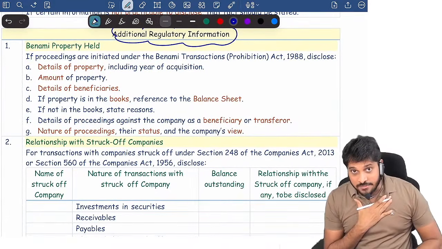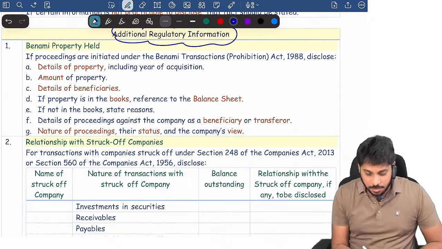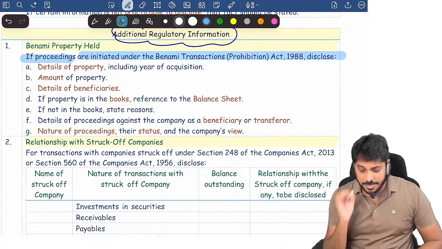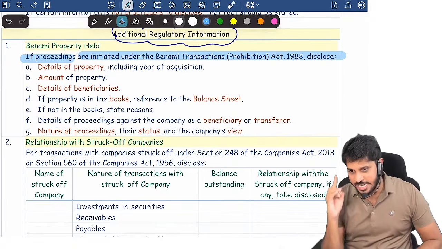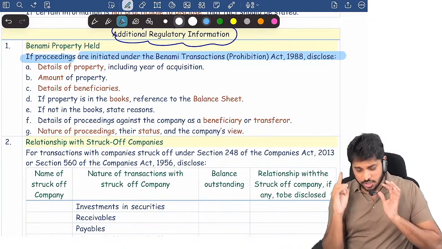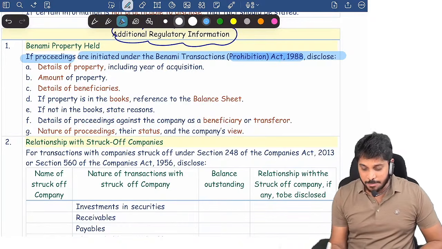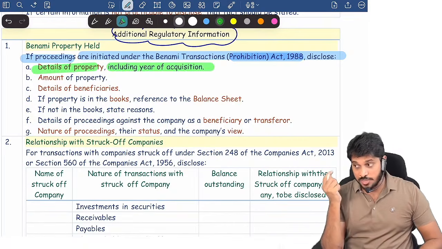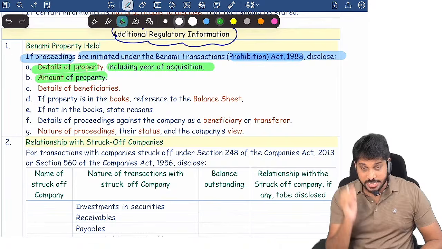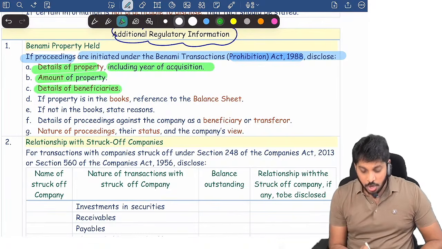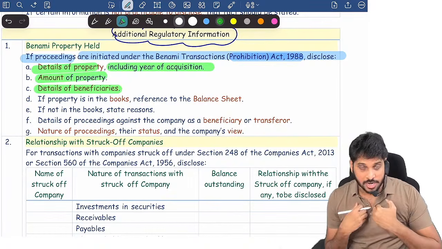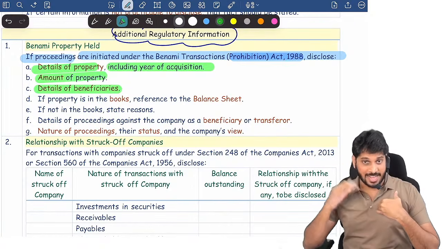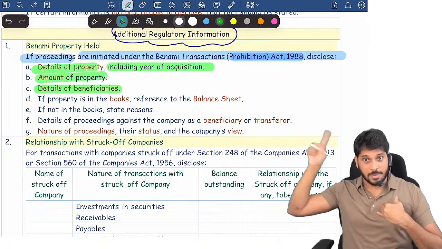Directors have to give. The company directors have to give whether any proceedings under Benami law have been initiated. Benami Transaction Prohibition Act 1988. Okay, so if proceedings are initiated under Benami transactions, disclose details of property including the year. So which property, when you acquired, what is the amount involved in the property, who are the actual beneficiaries of the property. Maybe your company may be held as a Benami, your company is holding the building in the company name, but the company is not the real owner. The beneficiary is somebody else.